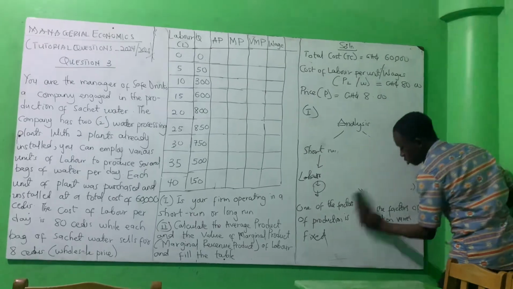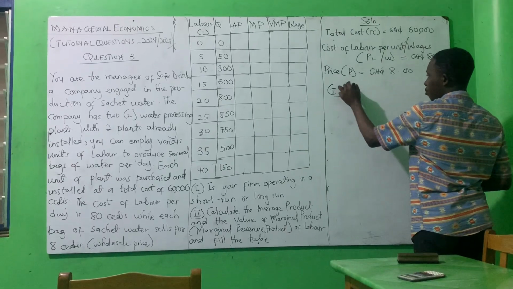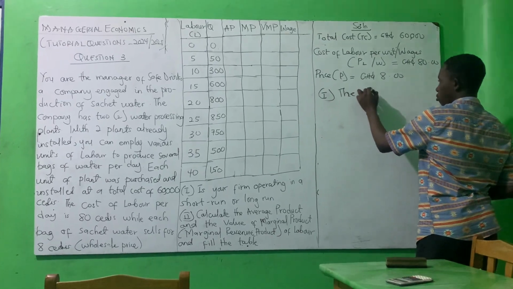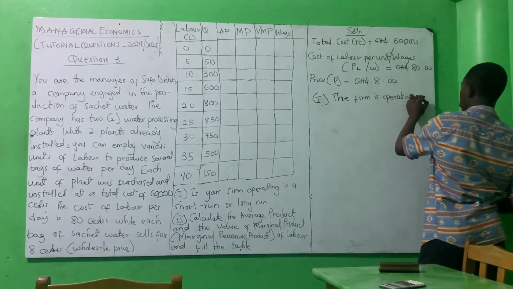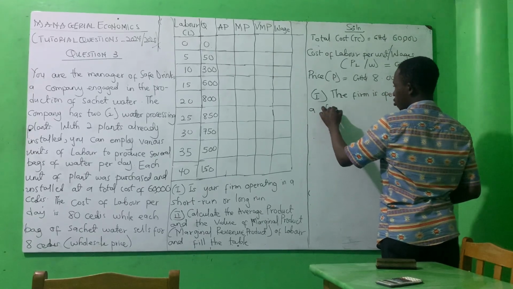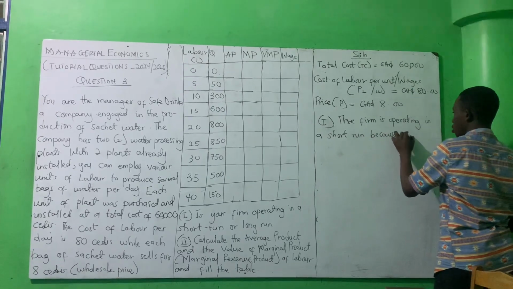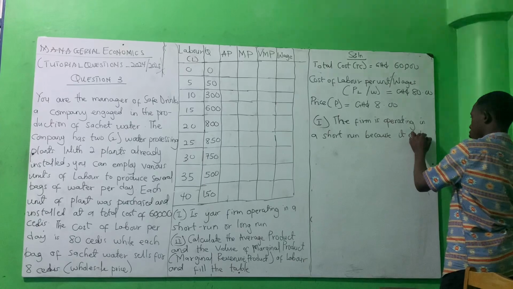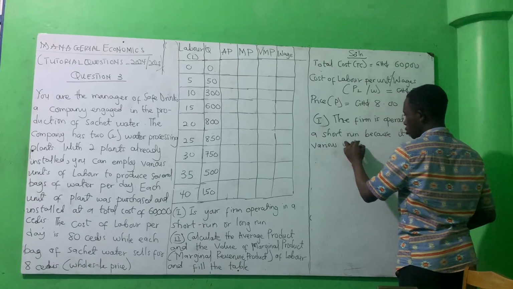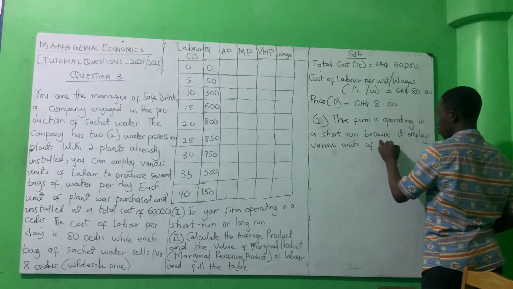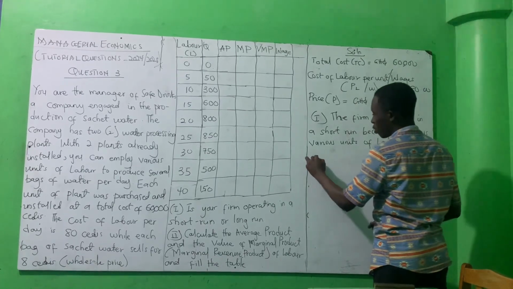So I'm cleaning it. So the firm is operating in a short run because it employs various units of labor, which is the L. So that's how we solve the first part of the question.